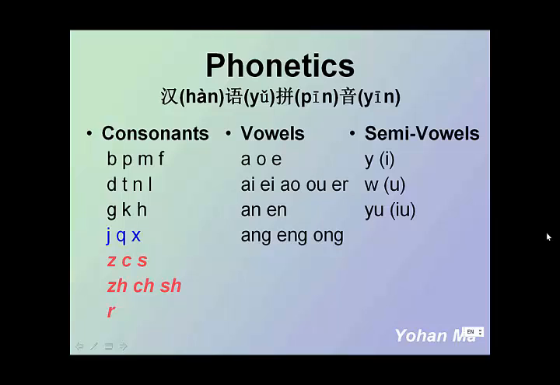And those three lines in red are totally different. Z is pronounced as Z. C is like C. And S is S. That's easier, okay? But Z and C, in English, there are sounds like that.